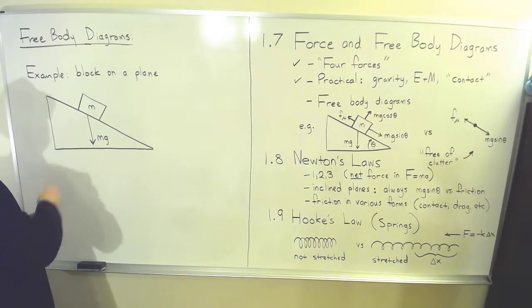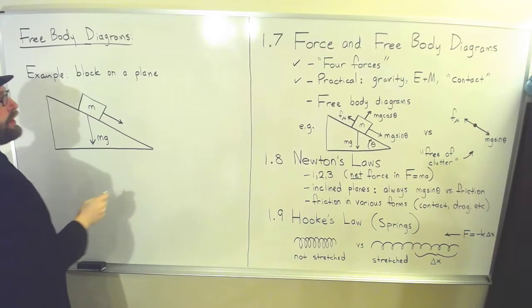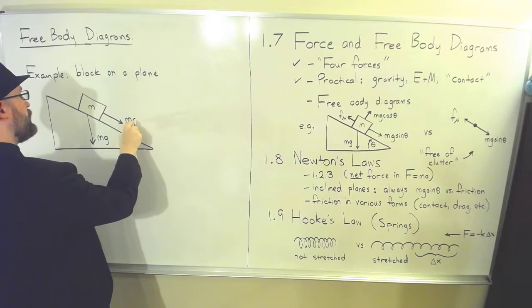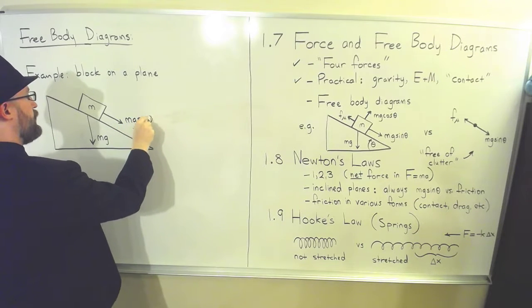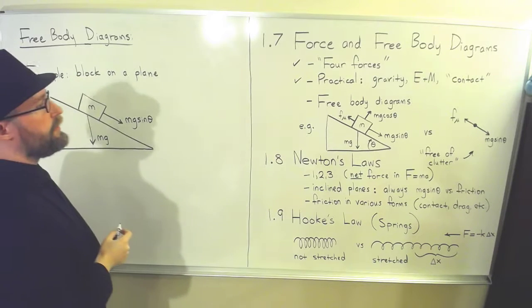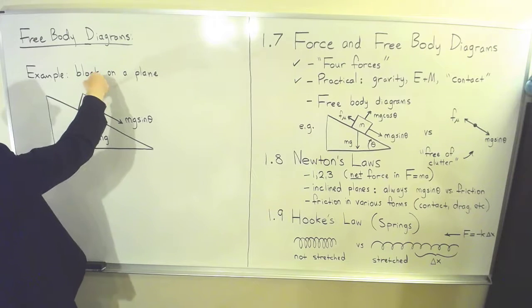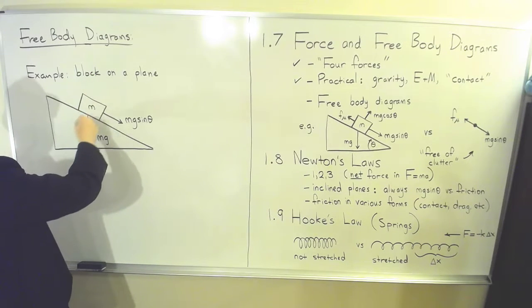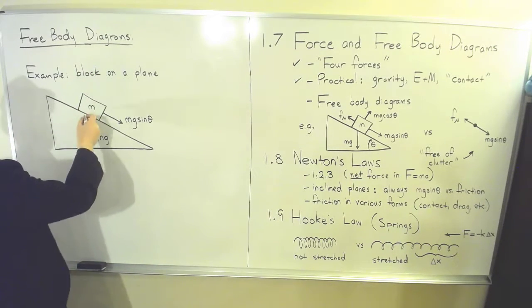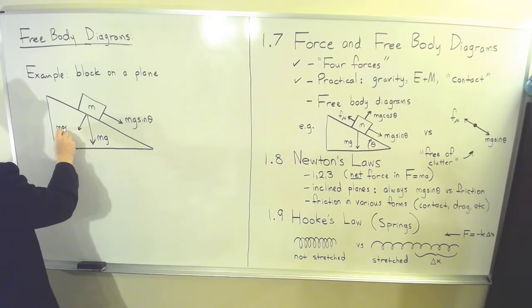Now, this force here can be split up into two parts. One is the part that is pulling it down the plane, and it turns out that the size of this will be mg sine theta. And then the other part is the part that's pushing it down into the plane. And so that would be, I don't know where I'm going to draw it here. This would be mg cosine theta.